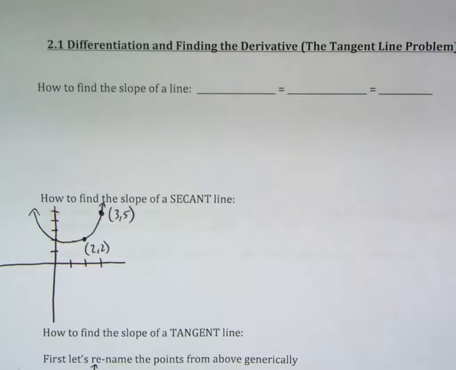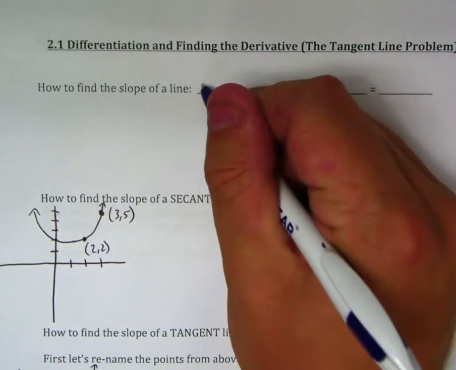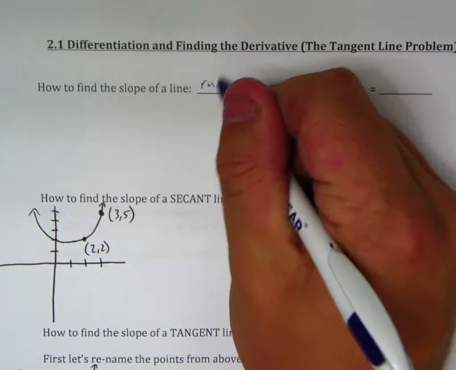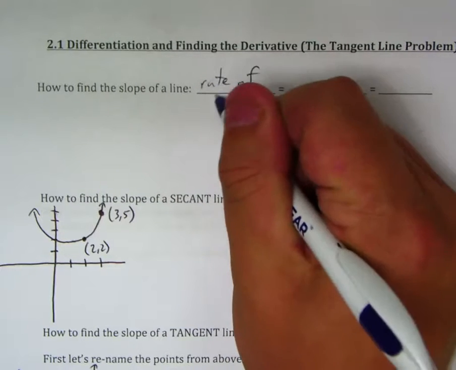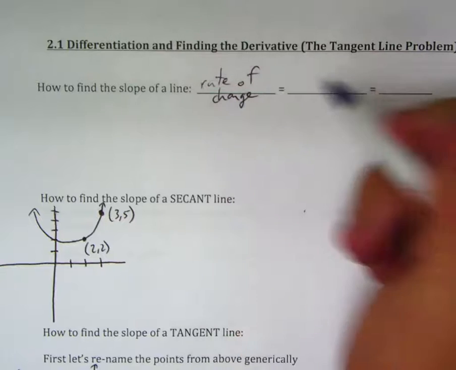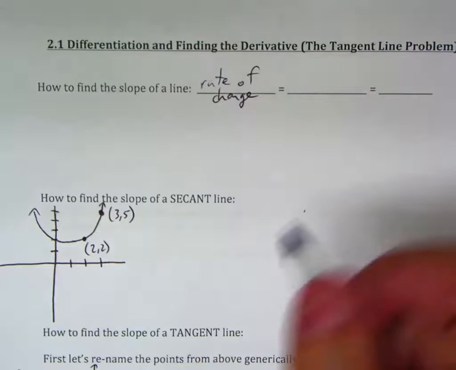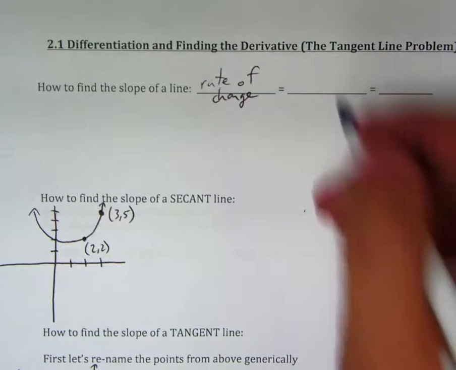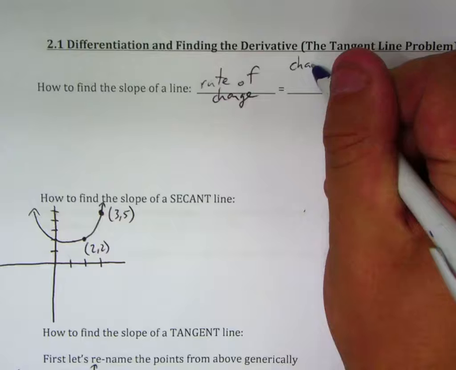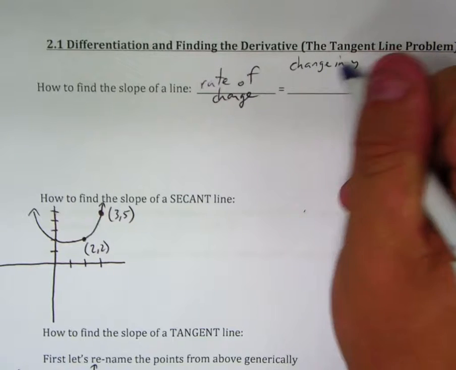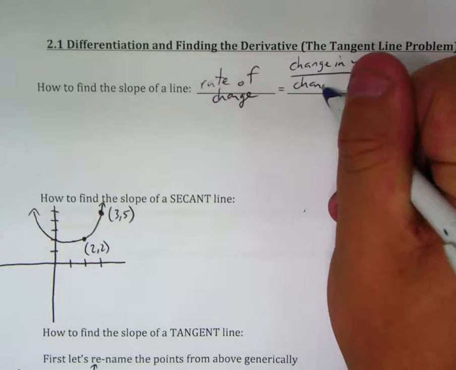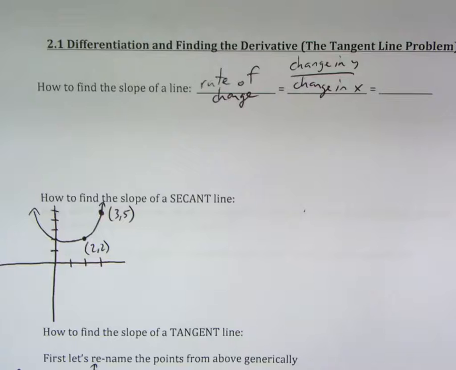So first of all, we're going to talk about how to find the slope of a line. And you guys know slope to be rate of change. So slope is rate of change. All right, you guys know that. And if you're going to find slope, you guys know the formula as y2 minus y1 over x2 minus x1, but really we just say it's the change in y over change in x.